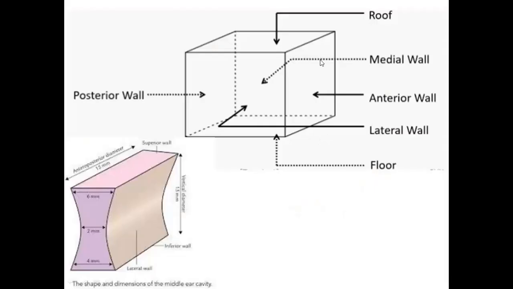So the tympanic cavity is box-like. It contains the roof, the floor, the anterior wall, the posterior wall, and the medial wall, and the lateral wall is formed by the tympanic membrane. It is biconcave in nature, narrow in the center and increased in size in the periphery on both sides. So it is a box-like structure.